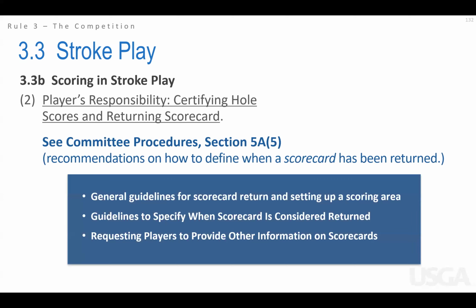And again, we have some committee procedures, recommendations on when that scorecard has been returned. It happens a few different ways. If you've played a CGA event, if you've ever looked at our hard card, you know that the scorecard has been considered returned once the player has left the defined scoring area. So once that player has left that defined scoring area, that scorecard has been returned and is final.